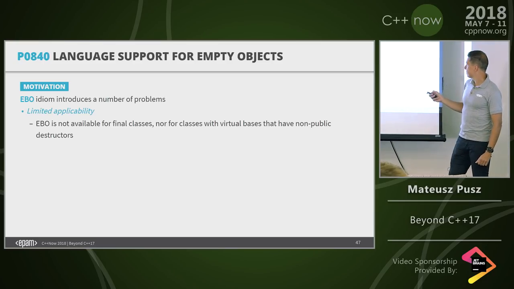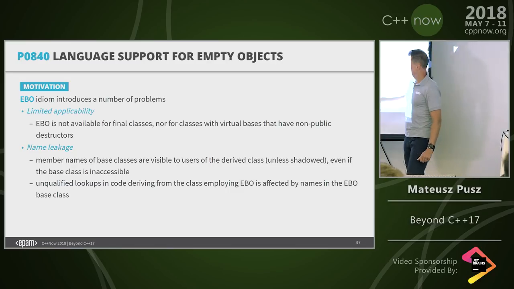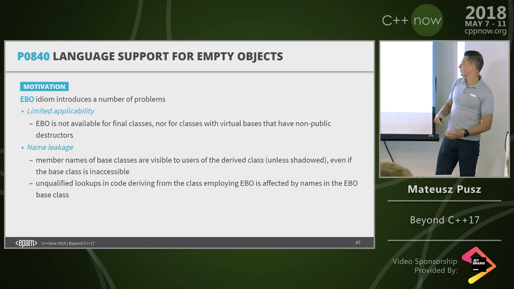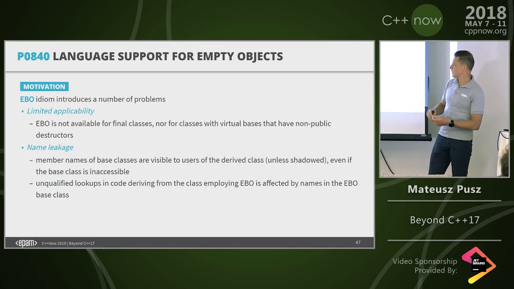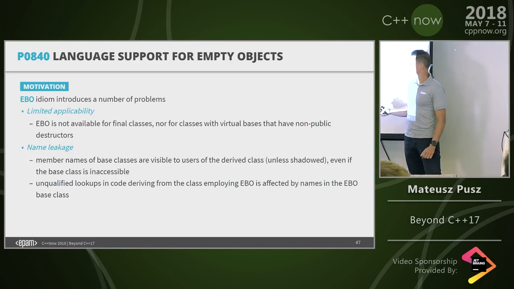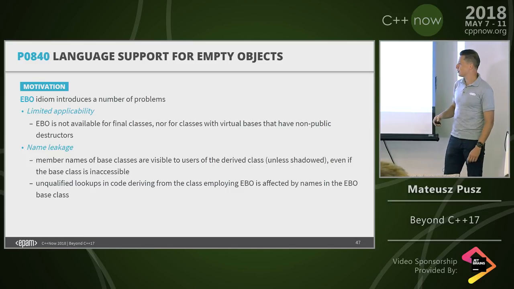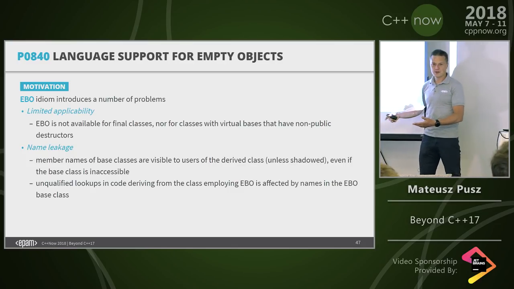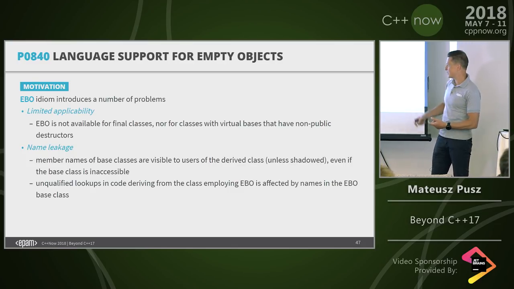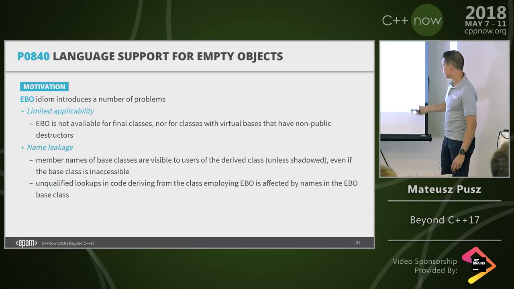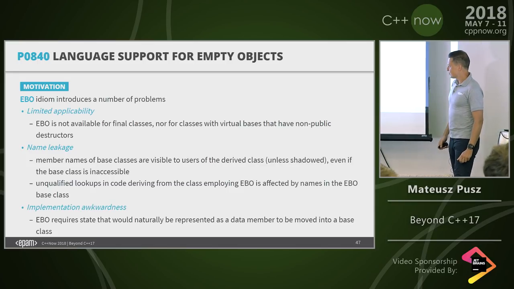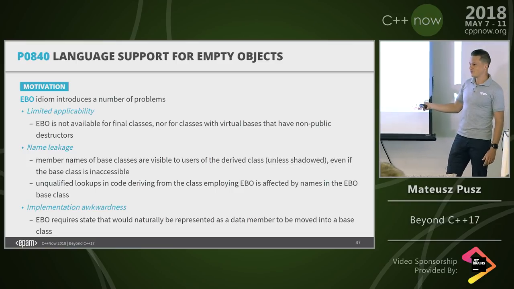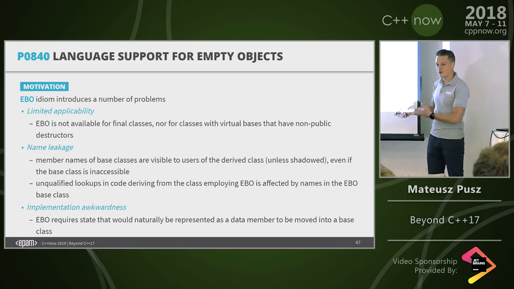And the name leakage is another case here, that if you have any member functions or data members inside such classes, like deleters, allocators, and so on, they will leak to the interface of your class because you inherit from them. Even if you inherit privately, it will still be visible by the compiler and so on. And also it's really awkward to have to inherit from something just to not pay for the size of it.